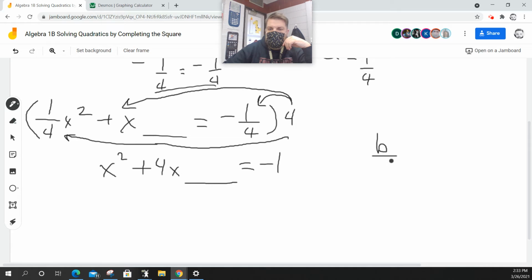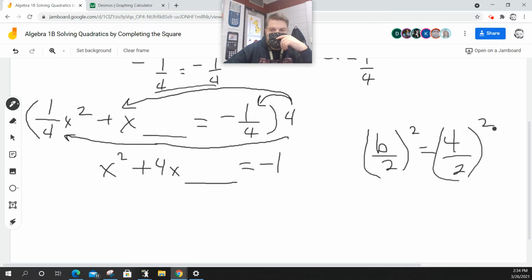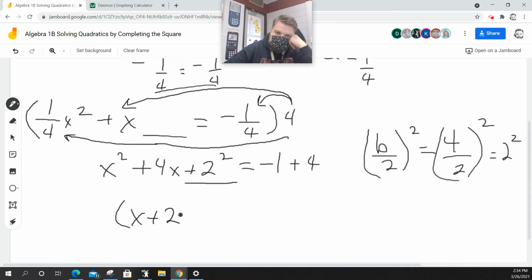Well, I know that b over 2 squared is 4 over 2 squared. What's 4 over 2? It's 2. So we got 2 squared. What's 2 squared? 4. So I'm going to put 2 squared here, and I'm going to add that, and then I'm going to add 4 over here. Well, then guess what this whole thing is? x plus 2 squared. What's the stuff on the right-hand side? Oh, 3.